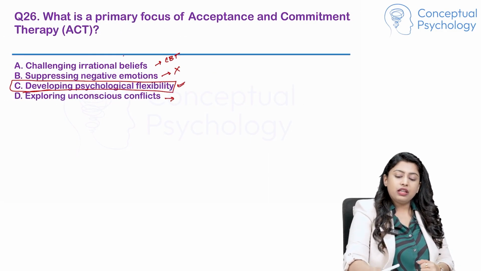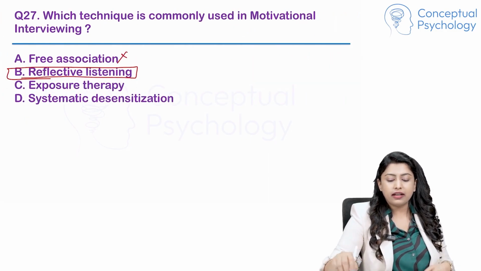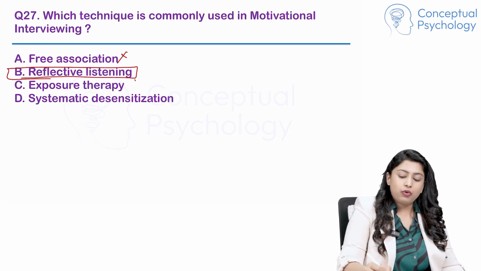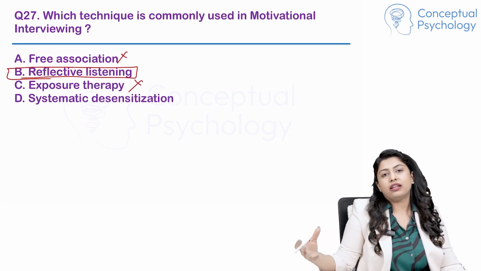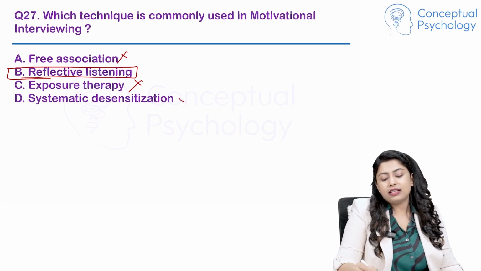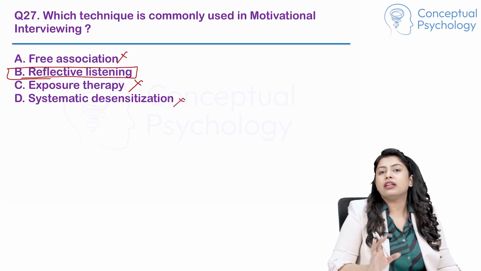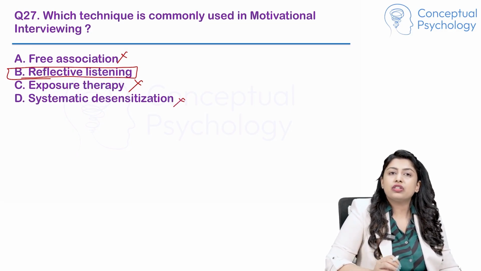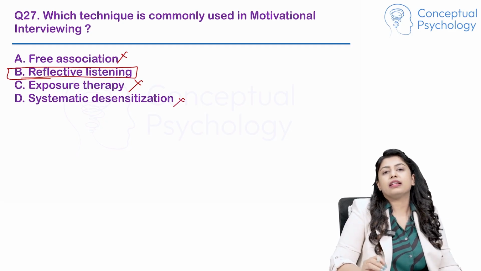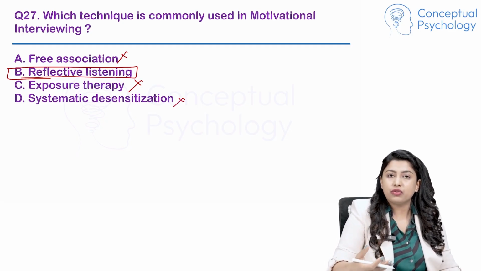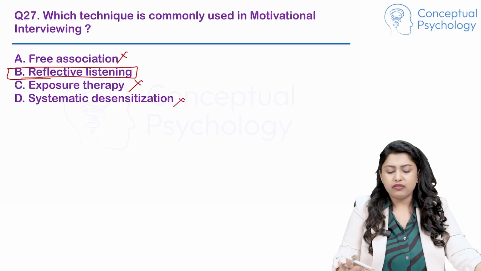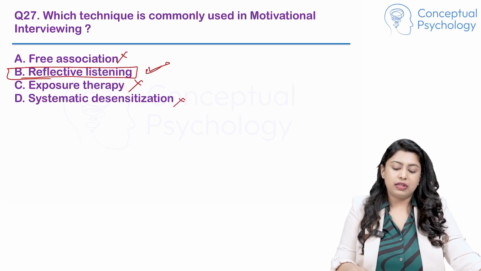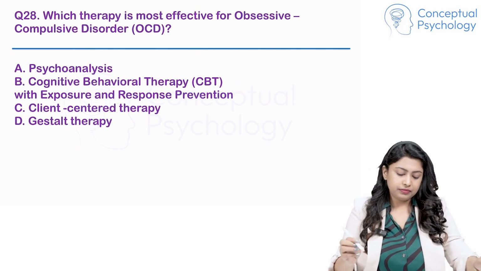Now free association here is the incorrect answer. Why? Because it is a psychoanalytic technique. Exposure therapy is a behavioral technique. Systematic desensitization is a behavioral technique for phobias. So reflective listening in motivational interviewing helps the client explore their own motivations for change in a supportive, non-judgmental and non-confrontational manner. Hence B is the correct answer.